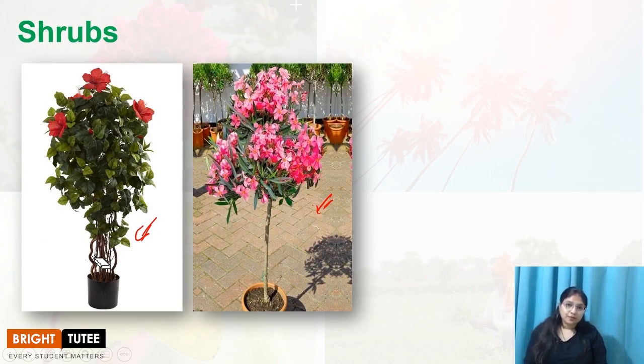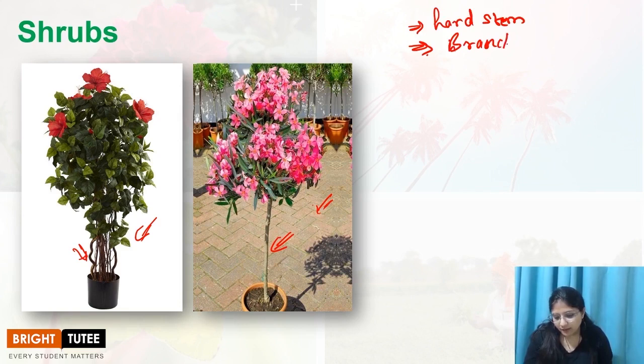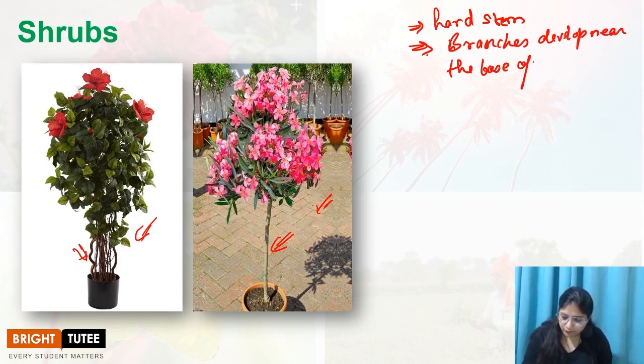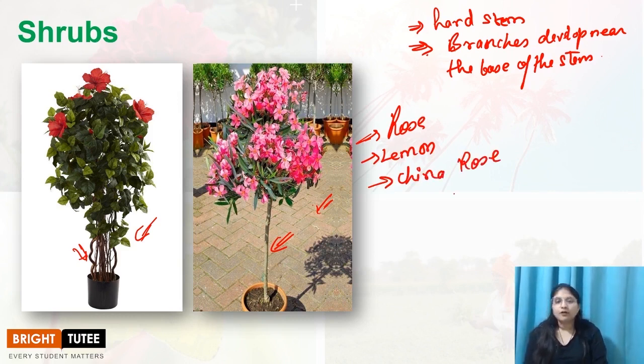Now these are the shrubs. Over here, as you can see, the stem is hard, right? It is quite hard, but it is not as thick as the tree. So the shrubs have a hard stem. Apart from that, the branches develop near the base of the stem, right? So it will develop near the base of the stem. Such kind of plants are called shrubs. The examples are rose, lemon, China rose. All of these are examples of a shrub.